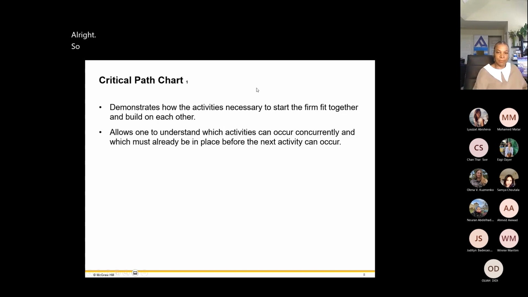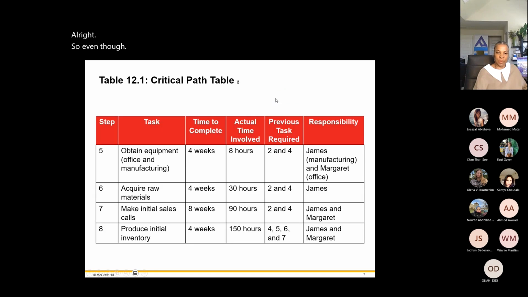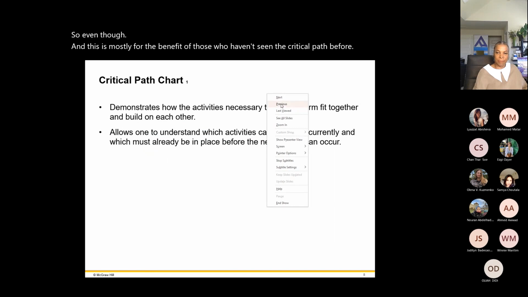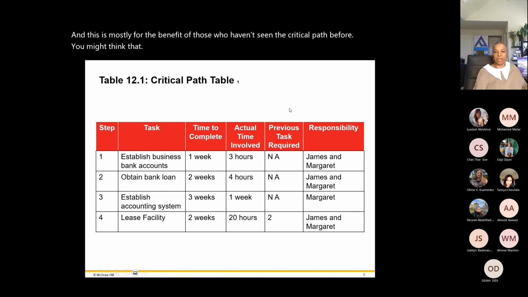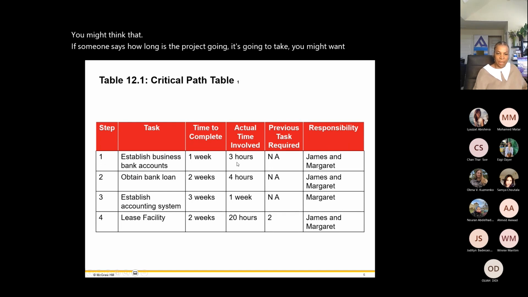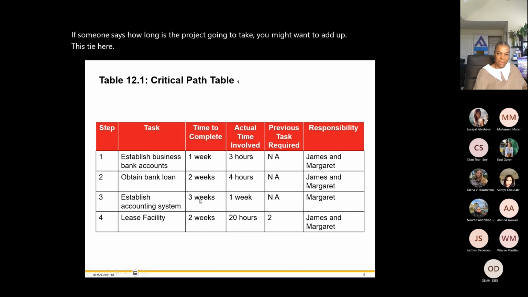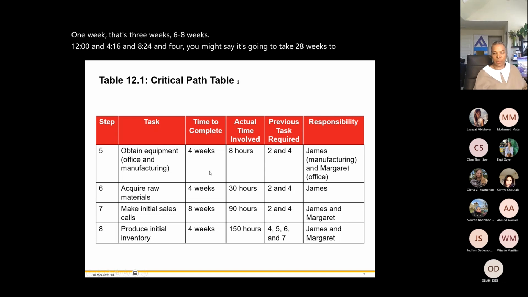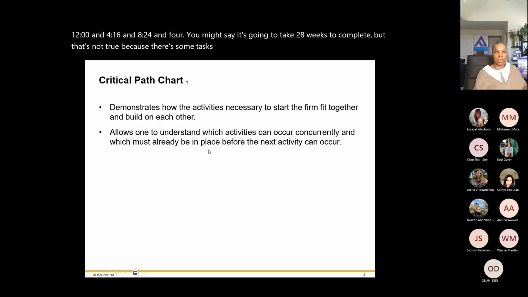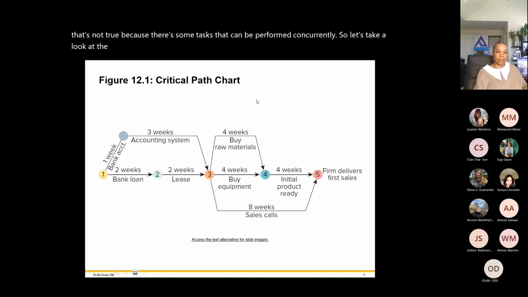So, and this is mostly for the benefit of those who haven't seen the critical path before, you might think that if someone says, "Well, how long is the project going to take?" you might want to add up this time here. 1 week. That's 3 weeks, 6, 8 weeks, 12 and 4, 16 and 8, 24 and 4. You might say it's going to take 28 weeks to complete, but that's not true because there are some tasks that can be performed concurrently. So let's take a look at the critical path chart.